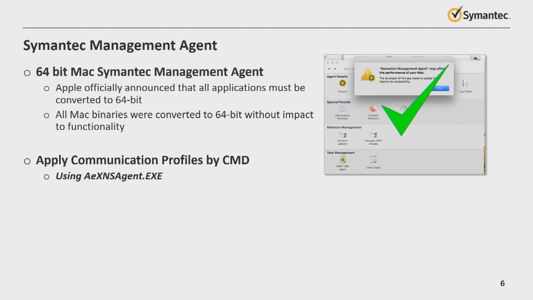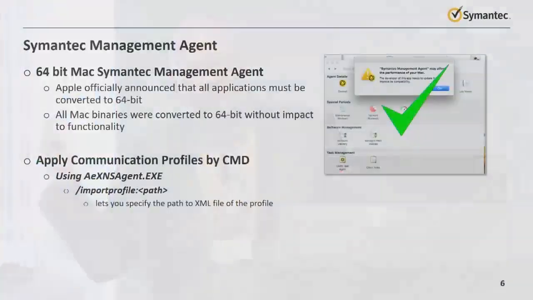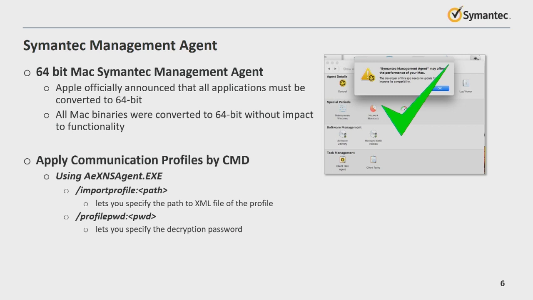We can also apply communication profiles by command line now. So you don't have to go into the console itself and check the boxes and move the policies and targets. If you need to, en masse, you can use the AeXNSAgent.exe and use the switch import profile with its path. As you know, you can export the profiles into XML files, use this switch to get them in, and if you have them password protected, because it is a pretty secure file you don't want to play around with, this allows you to enter the password as well as the XML file. So you can send a batch right out there, send a secured XML file, and everybody will have their profiles.